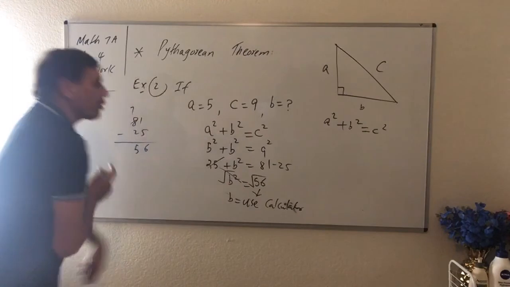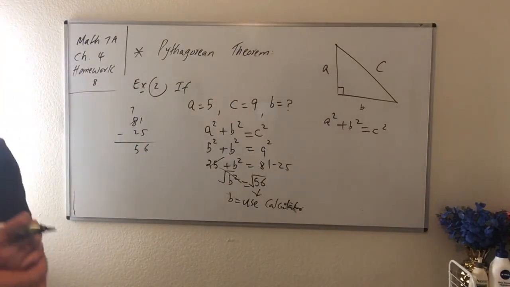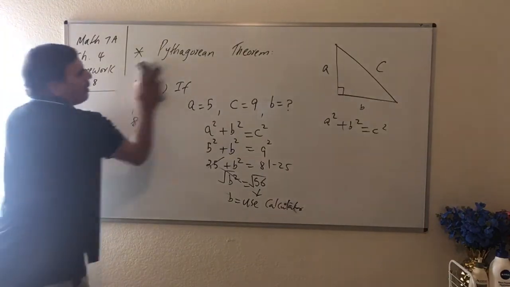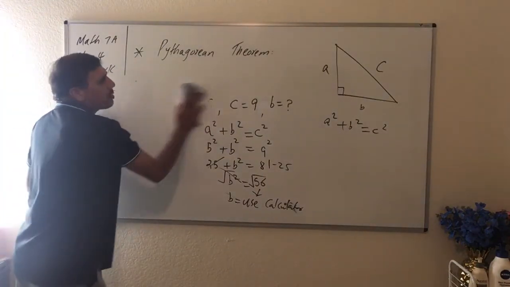So this 56 is not a perfect square. The square root of 56 is an irrational number. So make sure you follow the direction, use the calculator and write the answer. Make sure you round the answer to the given place values on the worksheet. Let me show you one more example when the a is missing. So same rule.